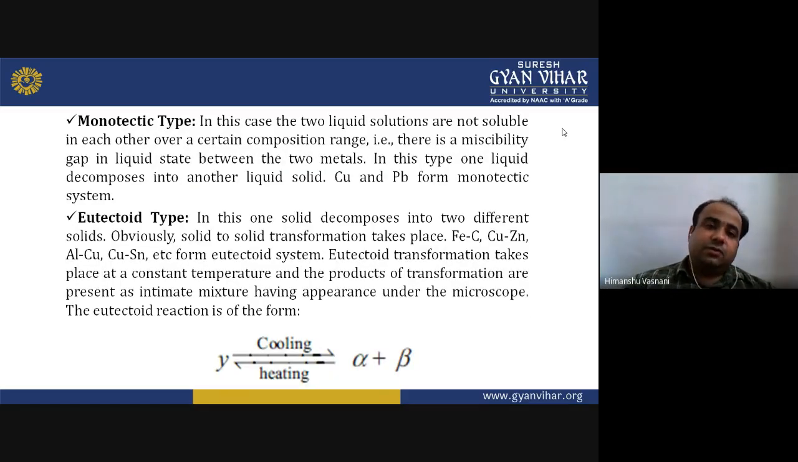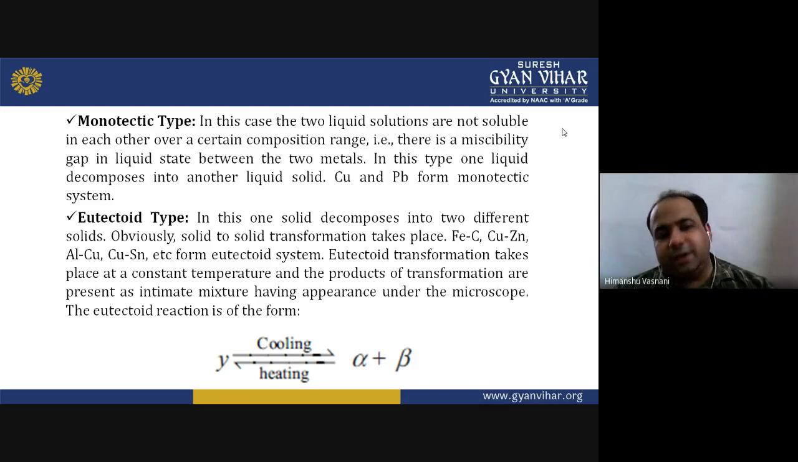Monotectic type. So in this case, two liquid solutions are not soluble in each other, and over a certain composition range, there is a miscibility gap in the liquid state between the two metals. So in this type, one liquid decomposes into another liquid and a solid. Copper and lead form a monotectic system. Okay, one liquid decomposes into another liquid and a solid.